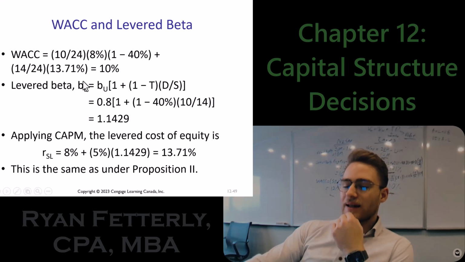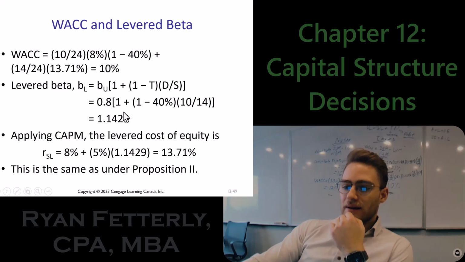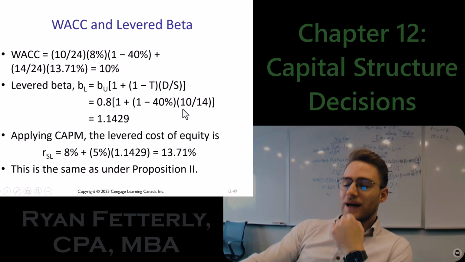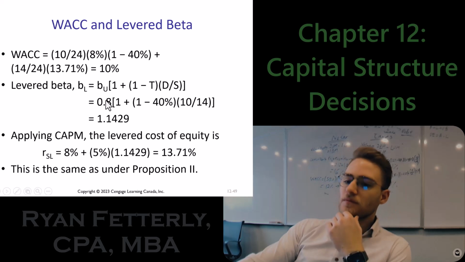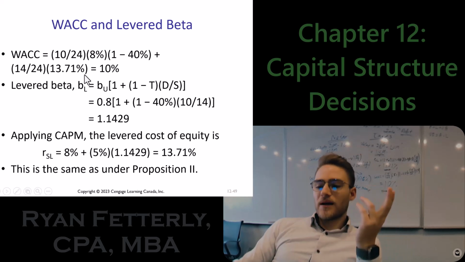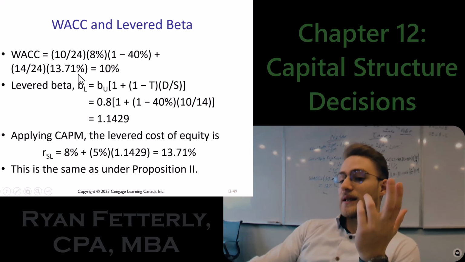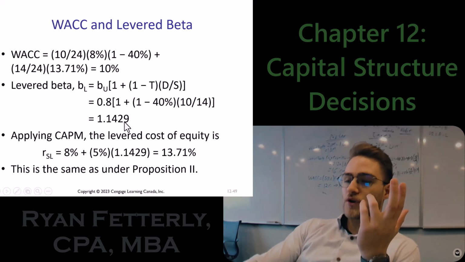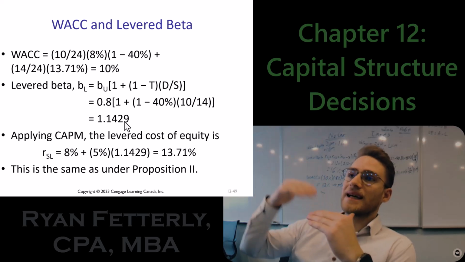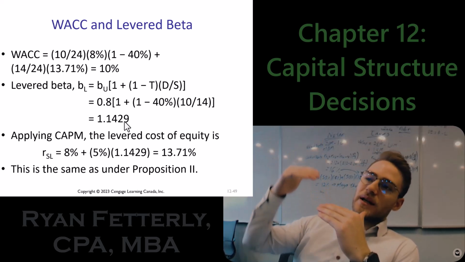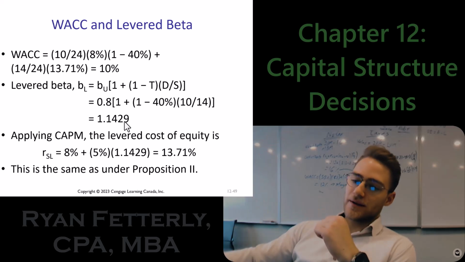When I calculate my levered beta, I take my unlevered beta of 0.8 and factor in my corporate tax rate. I also factor in that I have $10 million in debt and $14 million in equity, because of the tax benefit. So in a company where the unlevered beta is 0.8, the levered beta becomes 1.1429. It becomes more volatile relative to the market because I added on more debt, and because now my return on equity is more volatile.